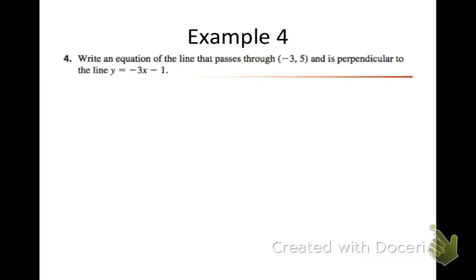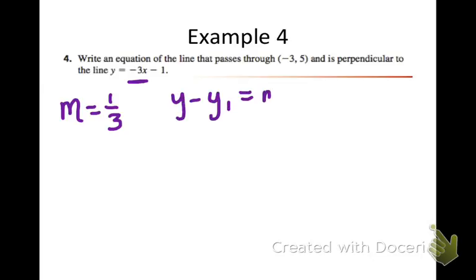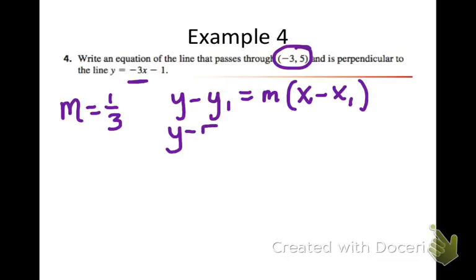Write an equation of the line that passes through (-3, 5) and is perpendicular to y equals -3x minus 1. The first thing I want to do is write the negative reciprocal of this -3x, which would be a positive 1/3. I'm going to be using the point-slope form, and this will be x1, y1. So I'll substitute in those values, and I'll substitute in my new slope.